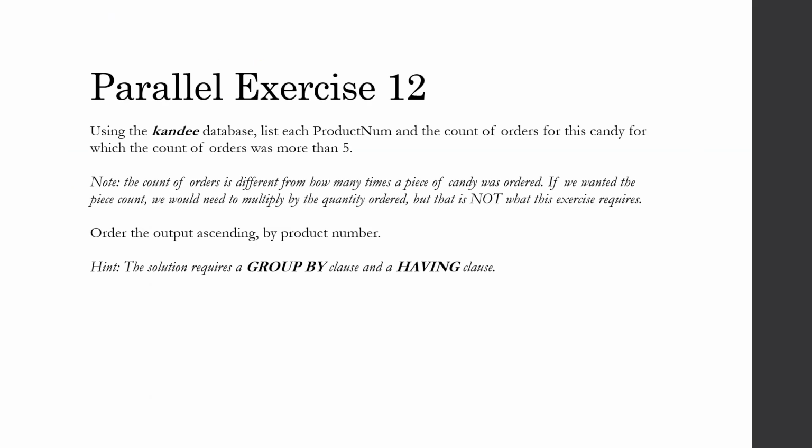Parallel exercise 12. Using the CANDY database, list each product num and the count of orders for this candy for which the count of orders was more than 5. Note, the count of orders is different from how many times a piece of candy was ordered. If we wanted the piece count, we would need to multiply by the quantity ordered, but that is not what this exercise requires. Order the output ascending by product number. Hint, the solution requires a group by clause and a having clause.